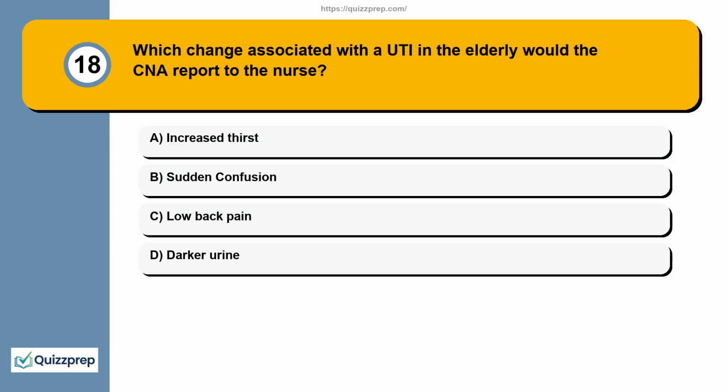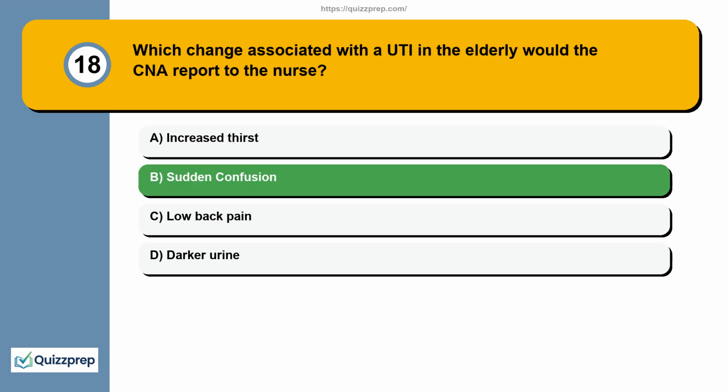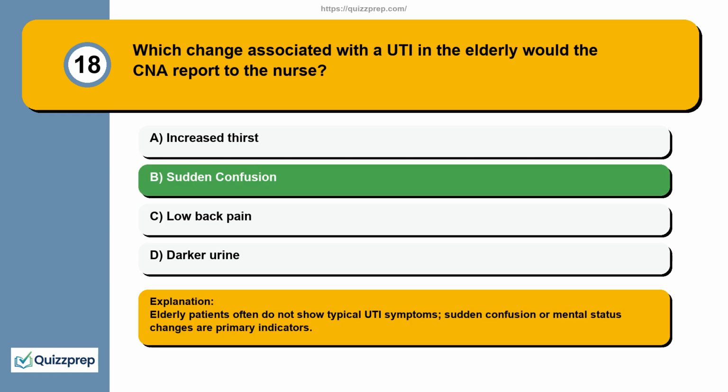Question 18. Which change associated with a UTI in the elderly would the CNA report to the nurse? Increased thirst, sudden confusion, low back pain, darker urine. Elderly patients often do not show typical UTI symptoms. Sudden confusion or mental status changes are primary indicators.